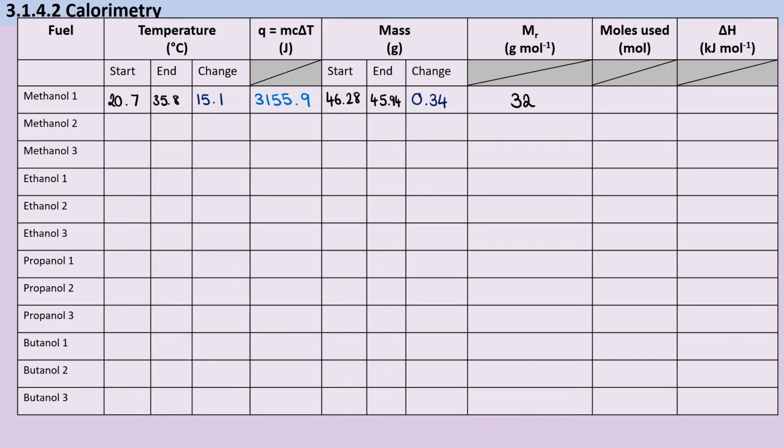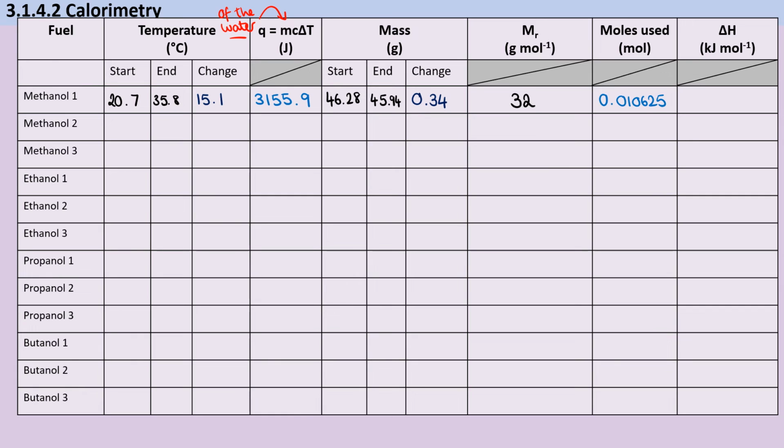3,155.9. Remember that in this, we're using the mass of the water, not the spirit burner, multiplied by 4.18, which is the specific heat capacity of water, multiplied by the change in temperature. I can now take the mass change of the spirit burner and the Mr and work out the number of moles used, and that's going to be quite a small number.